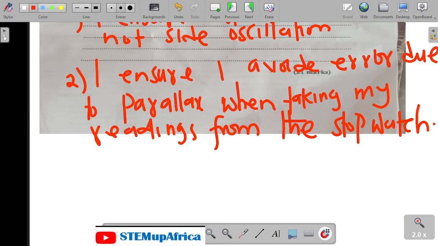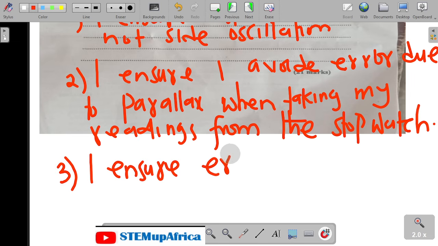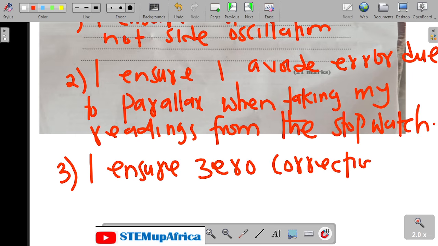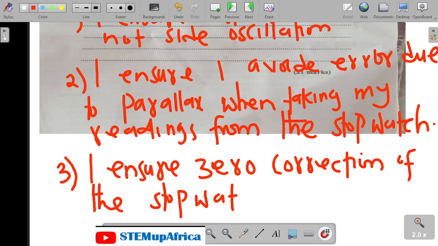Then number 3, I can also say I ensure zero error correction of the stopwatch. Sometimes the stopwatch will not be at 0. You may ensure it's at 0 before you start conducting the experiment. So you can use any two tomorrow as your precaution.